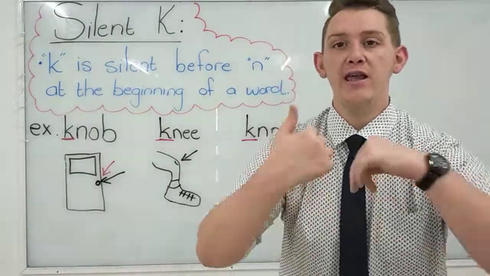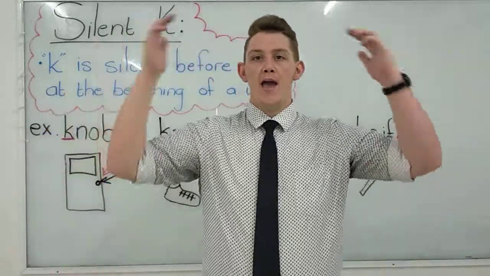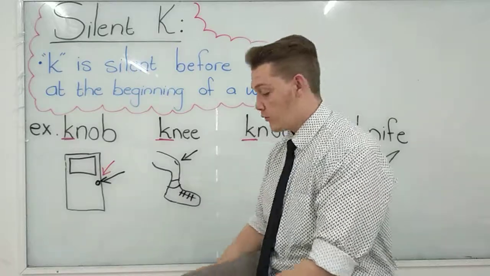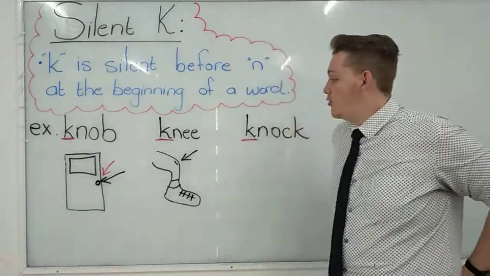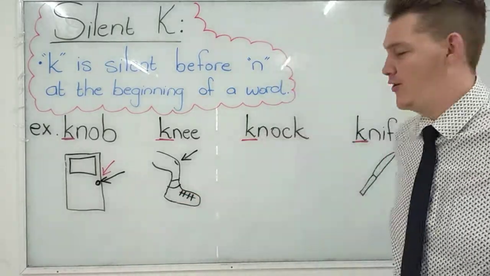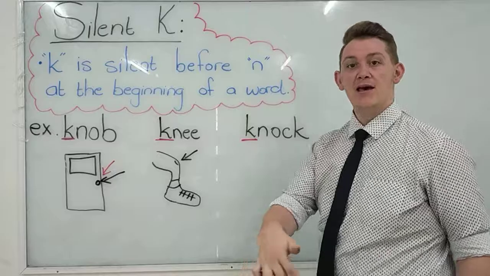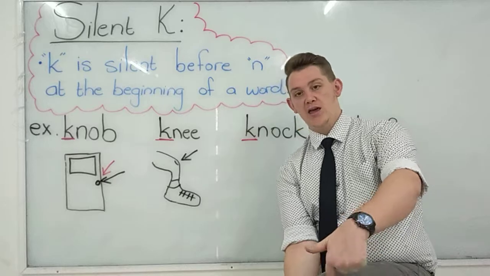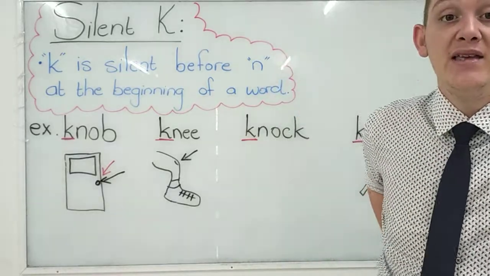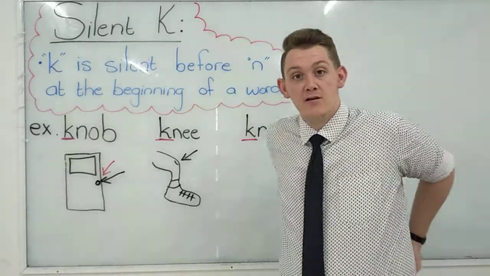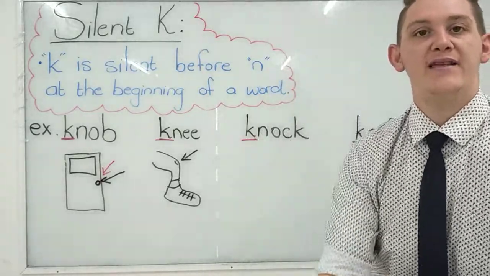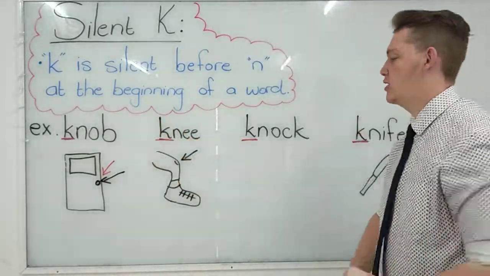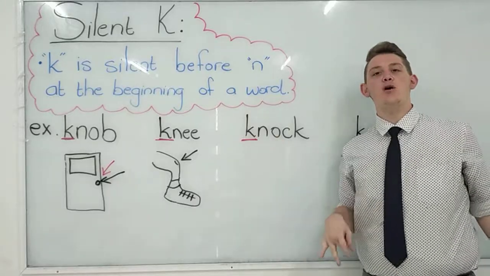And where is your knee? Remember the song, head, shoulders, knees. Your knee is right here. I hope you can see it. Look at the picture teacher tried to draw for you. Your knee is right there. It's between the top of your leg and the bottom of your leg. Everybody say knee. Alright, and the K is silent. Shh.